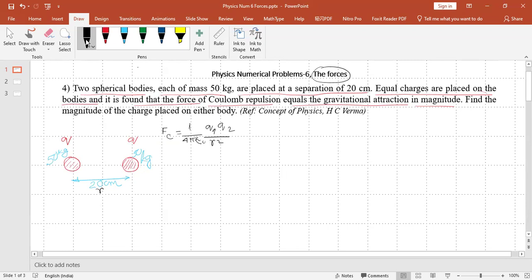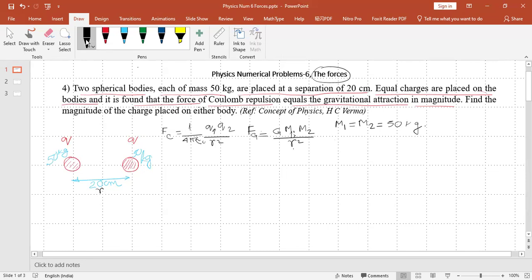And also we know the force of gravitational attraction, let us call it Fg. It is given by capital G, the universal gravitational constant, M1 M2 by R square, where R is the same distance between them. Here it is given that M1 is equal to M2, 50 kg.